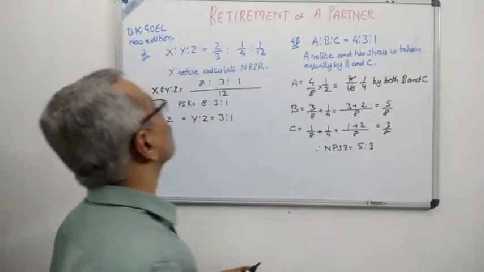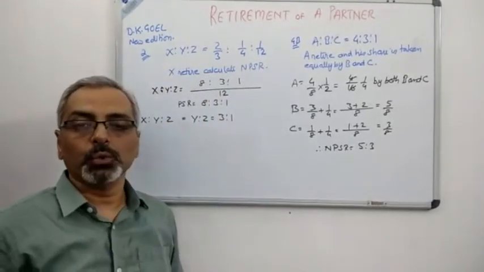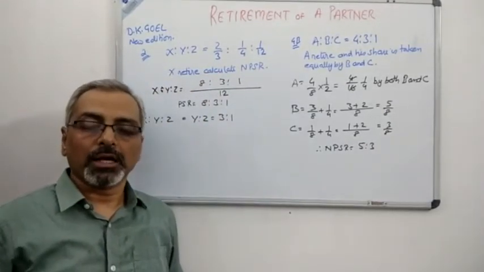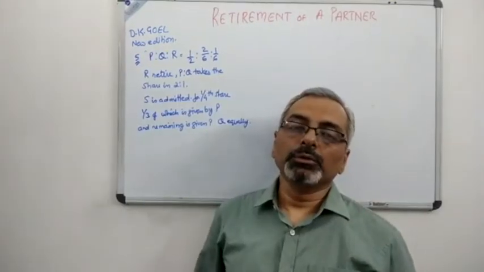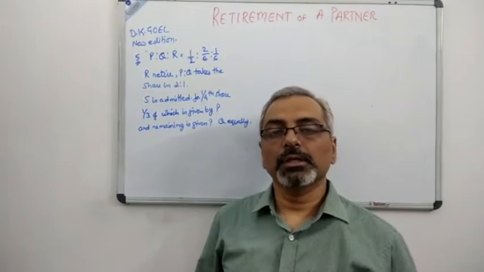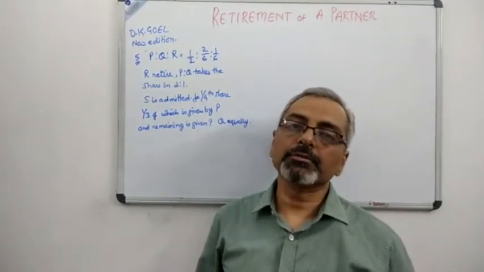So we have now solved two questions, question number 2 and question number 4b. I'll come up with more questions shortly. Now we will do the sum number 5, which is a case of retirement as well as admission.